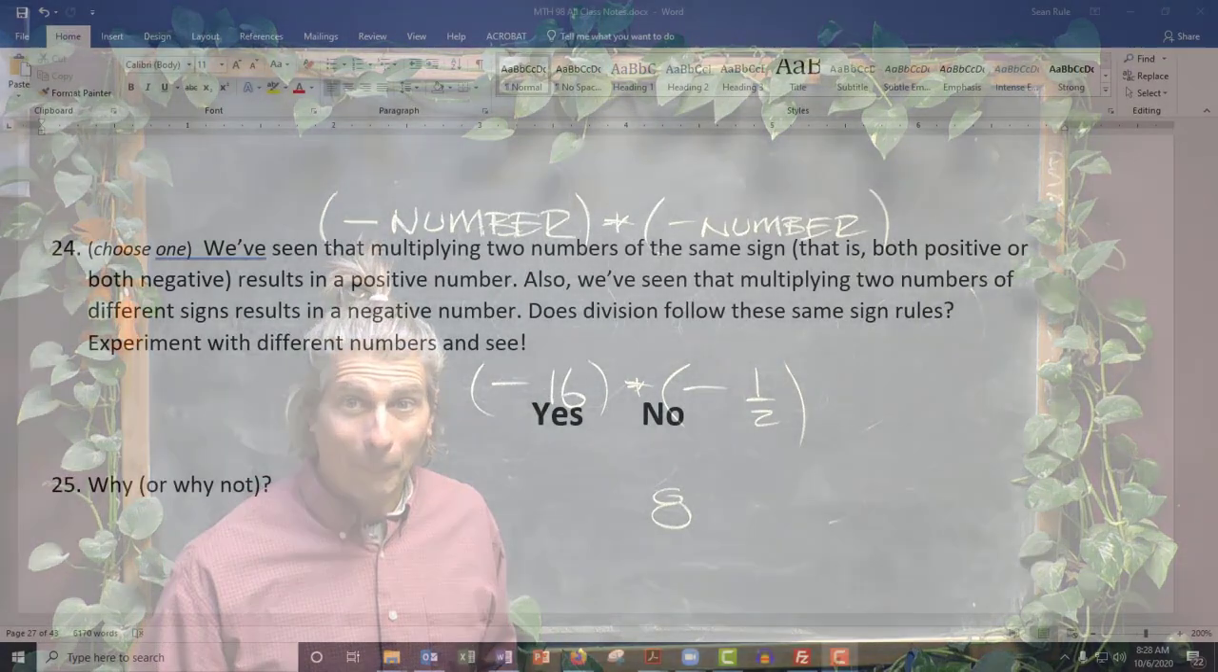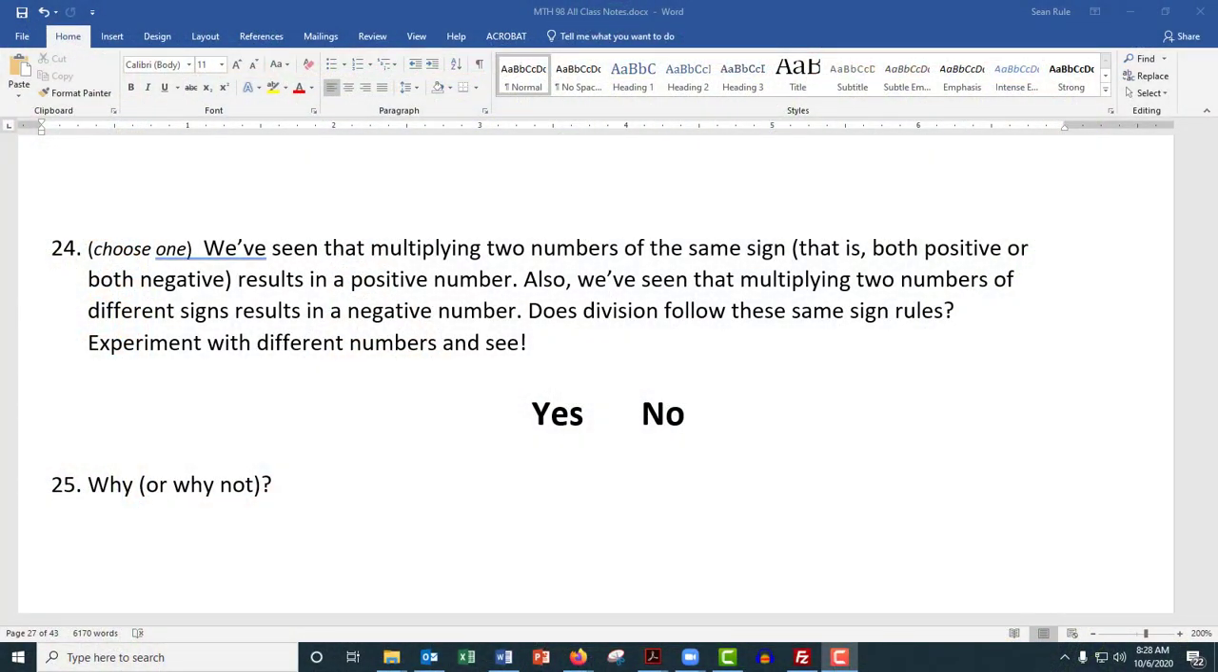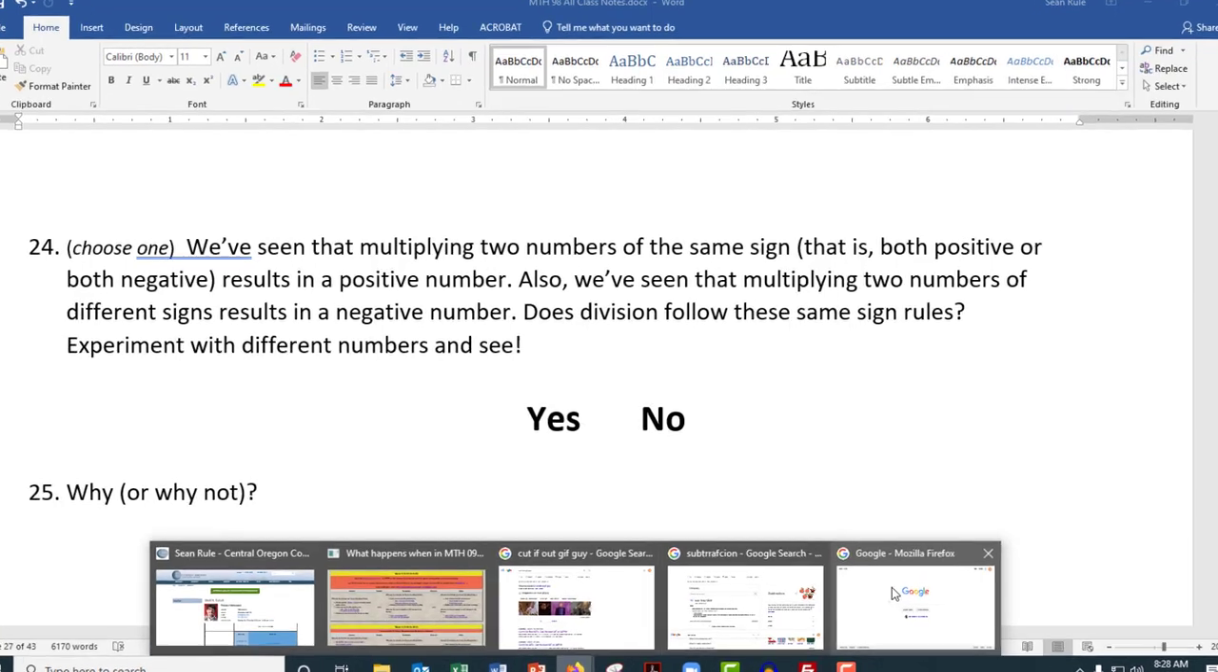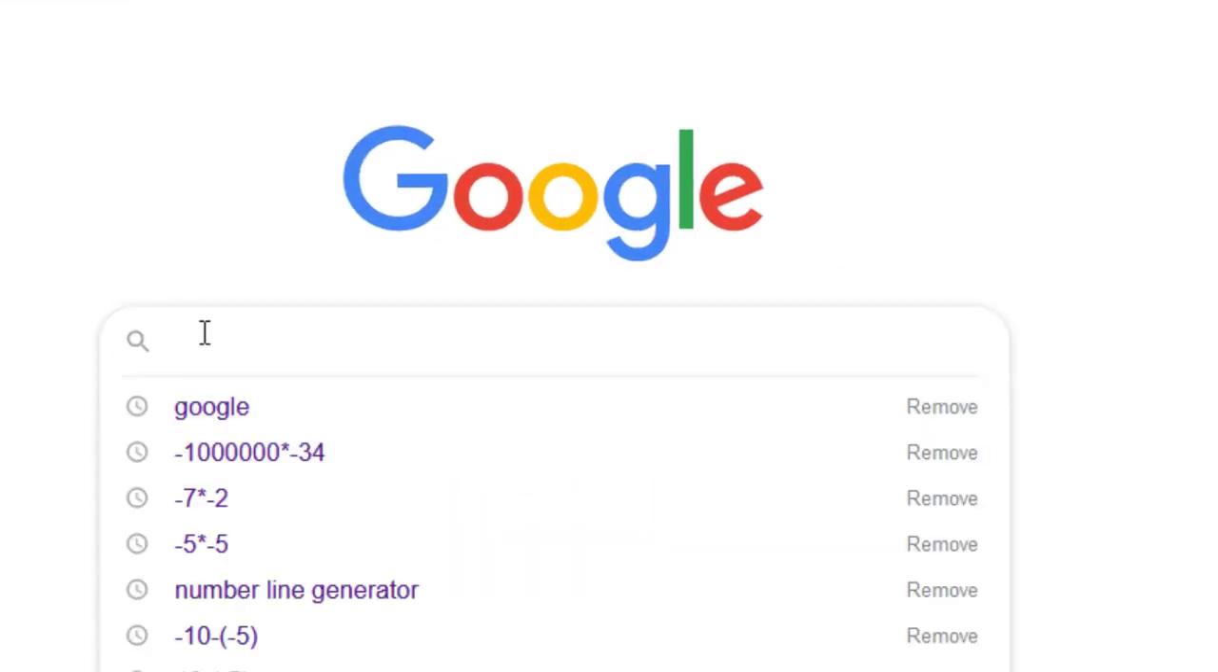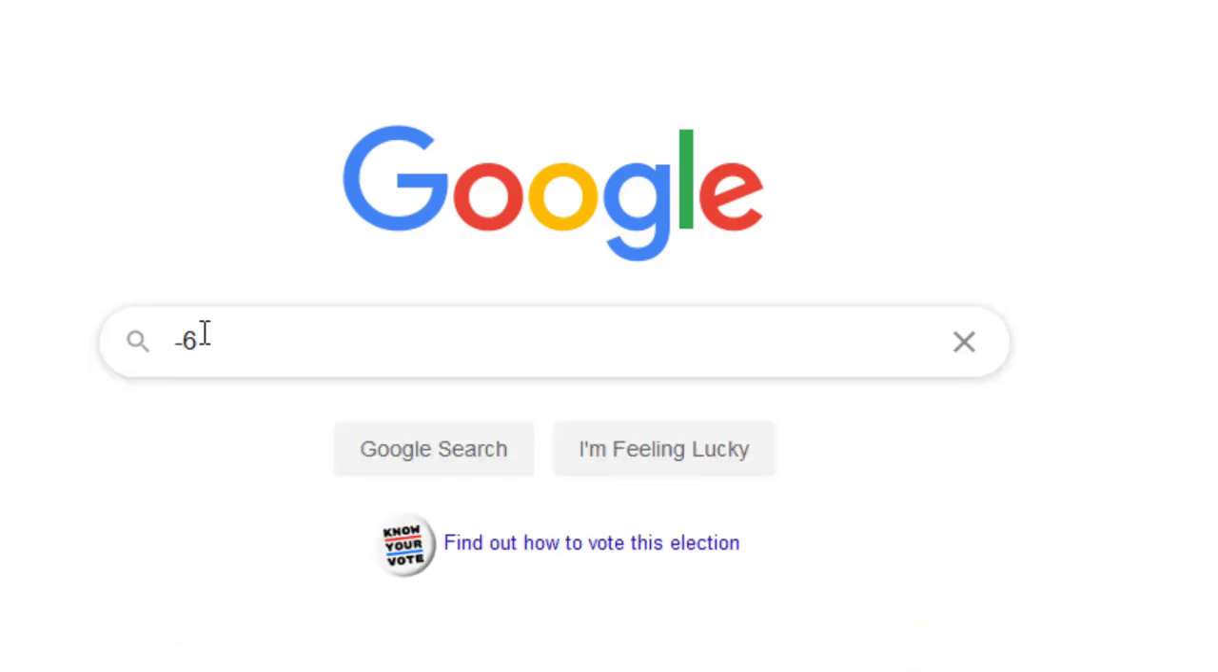All right, let's try some more. Okay, my friends, so let's look at this number 24. We've seen that multiplying two numbers of the same sign, both positive or both negative, results in a positive, and different signs results in a negative. Does division follow these same sign rules? Well, let's goof around a little bit. Let's say we know that negative 6 times negative 6 is positive 36. What if we do negative 6 divided by negative 34?